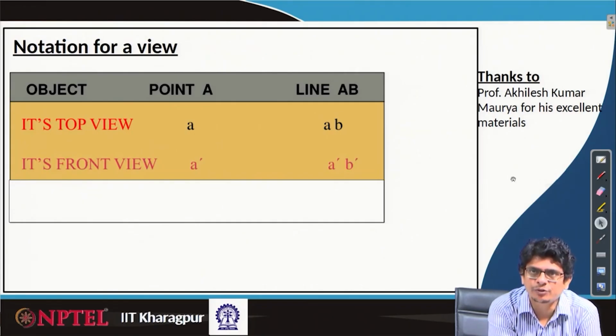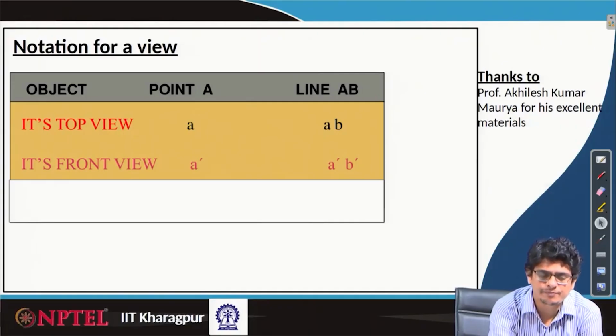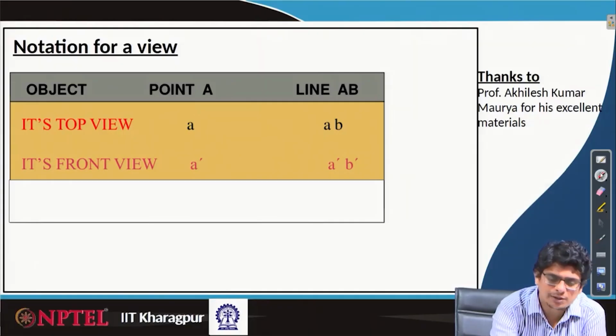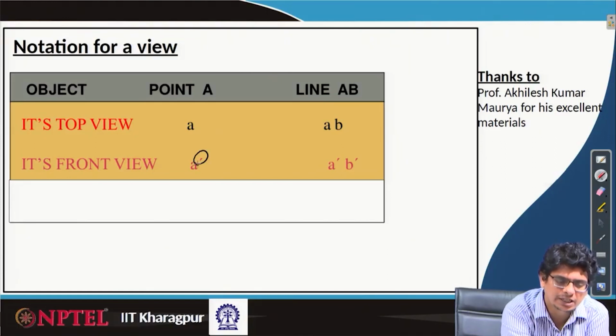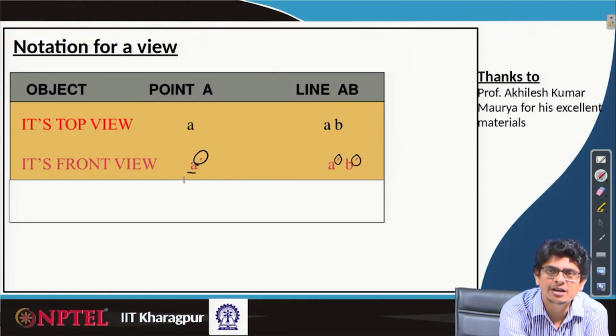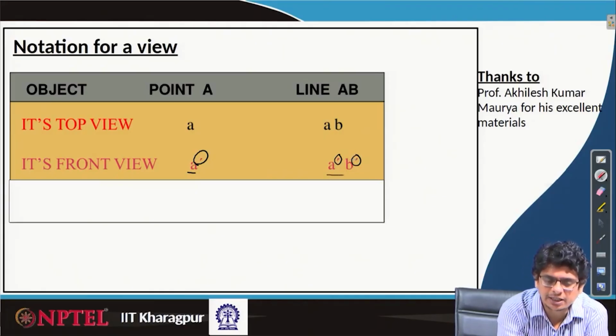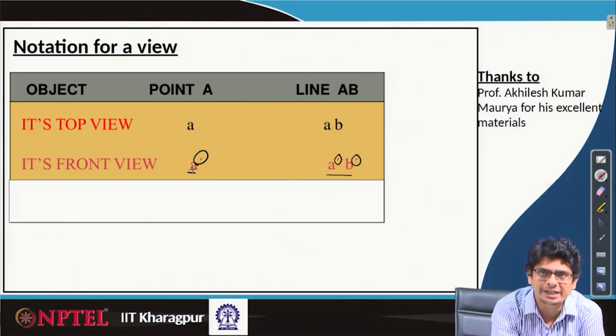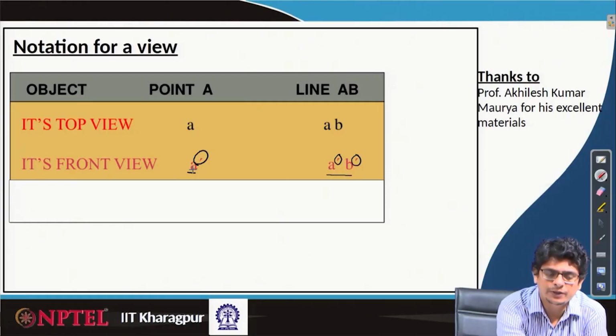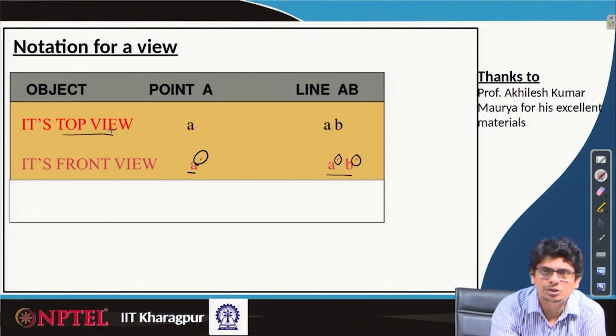If it is a front view, which we usually project onto vertical plane, we use a prime symbol, the dash, on the same lowercase letter, A dash or A prime. If it is a line, A prime, B prime, we will note it. If there is a letter A prime, B prime, it indicates that we are on the front view. Without prime, we are on the top view.